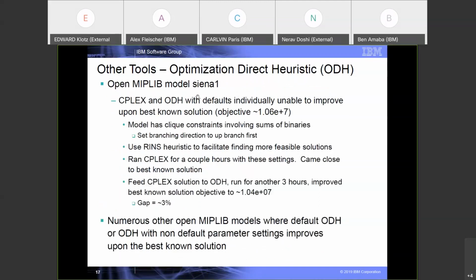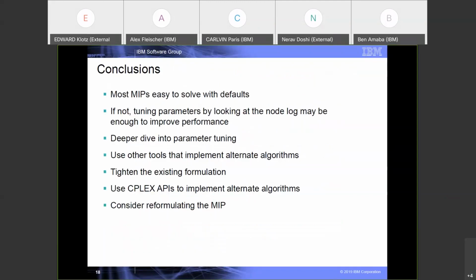And then sometimes you can use CPLEX in conjunction with the optimization direct heuristic, in the sense that on this one model, we ran CPLEX for a while, then passed the solution CPLEX found to the optimization direct heuristic and ran it. And that was more effective than running either of the two tools separately standalone. So there are lots of synergies there. And if you go to the Optimization Direct website, you can get more information about some of the successes on the MIPLIB models.